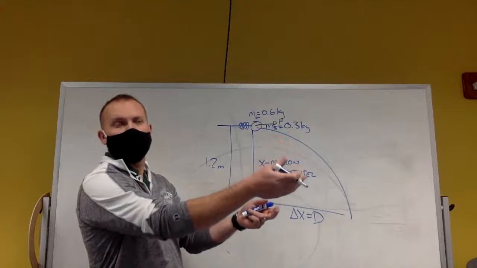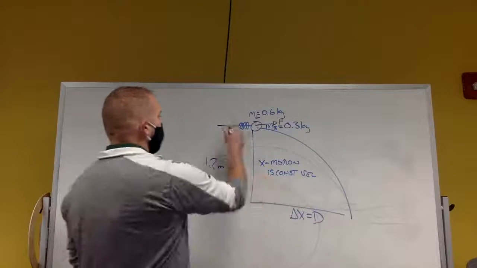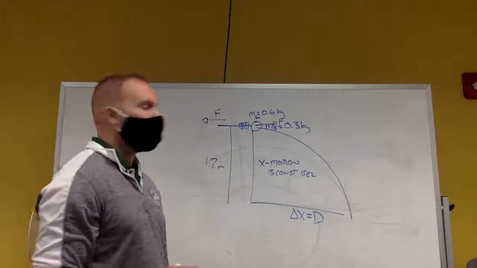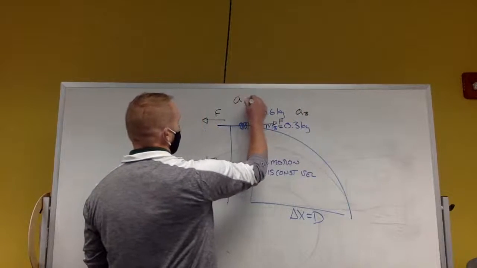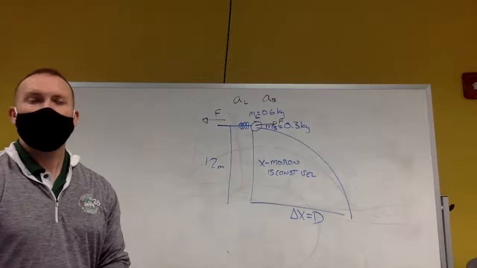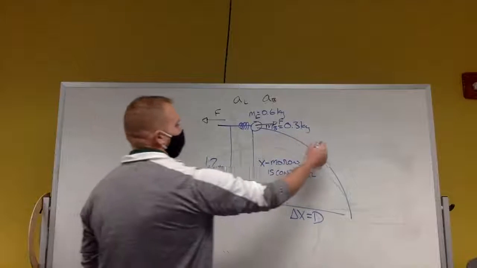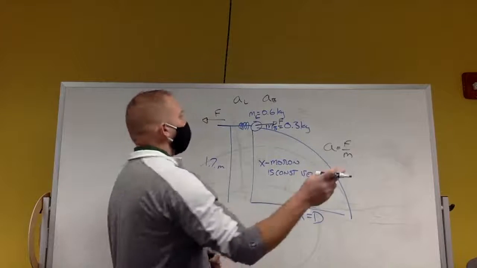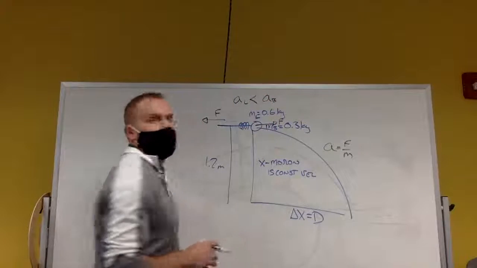Action, reaction. The ball pushes the launcher, so there's also a force pushing that way. Which one has a bigger acceleration? Acceleration of the launcher, acceleration of the ball. Which one's bigger? It'll be the launcher, wouldn't it? Or sorry, wait, the acceleration is the ball. Remember, acceleration is force over mass. The ball has a smaller mass, equal force, bigger acceleration.